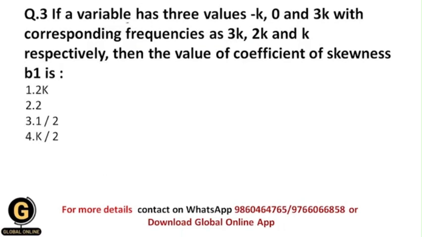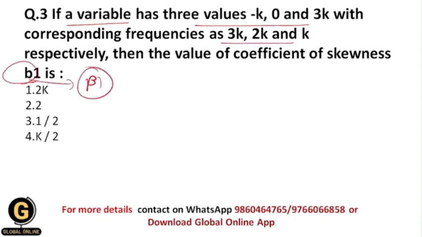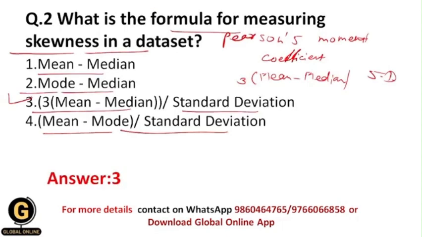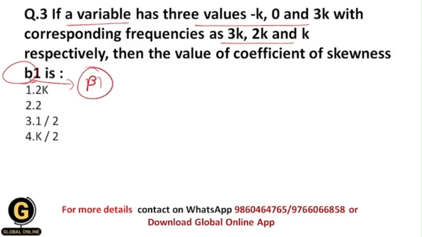Now third is, if a variable has 3 values, minus k, 0 and 3k, with corresponding frequencies as 3k, 2k and k respectively, then the value of coefficient of skewness beta 1 is what? Here they have asked you to calculate the value of coefficient of skewness beta 1, which is Pearson's moment coefficient. They have given you data: there are 3 variables with values minus k, 0 and 3k, and for minus k the frequency is 3k, for 0 the frequency is 2k, and for 3k the frequency is k.